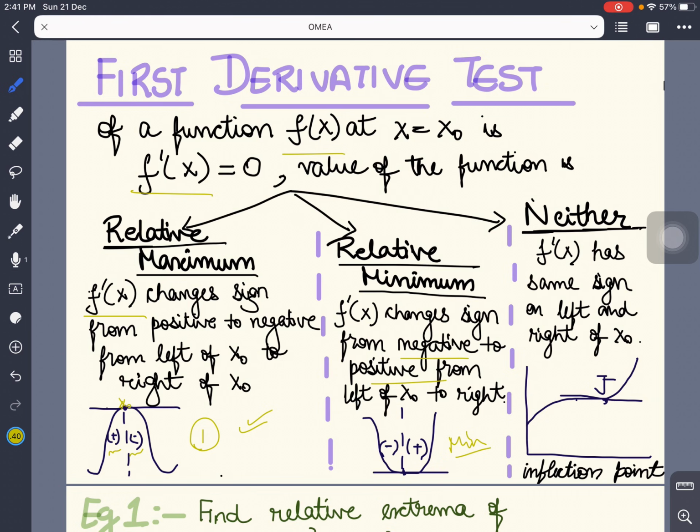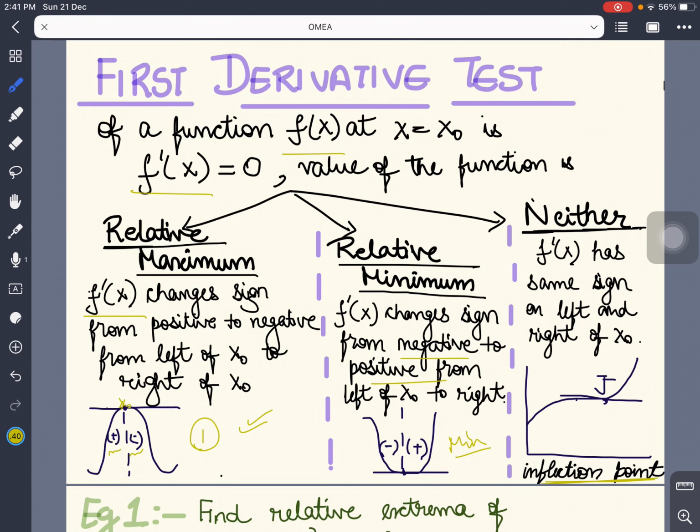Now this will also come up in your mind: if it doesn't change its sign from the left to the right, then what is it? The last case is that it is neither a maximum nor a minimum value, and that point is known as an inflection point. So if it doesn't change its sign, it is neither maximum nor minimum. This point is known as an inflection point.